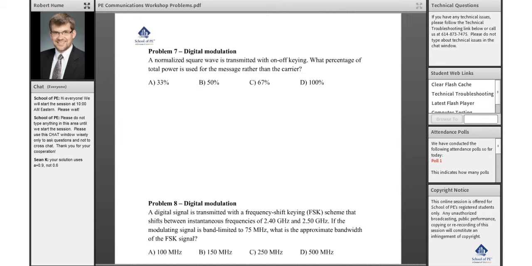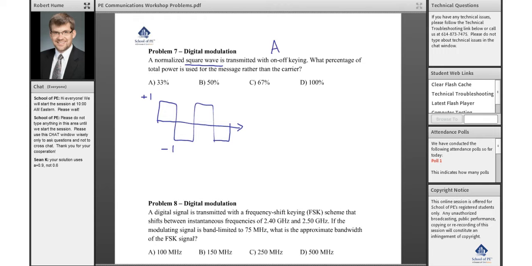Problem 7 now. We are transmitting a normalized square wave. So what does that mean? Well, depending on how you define your square wave, if we've normalized it, we've made it so that the positive peak is at +1 and the negative peak is at -1. So we're going to transmit this with on-off keying.